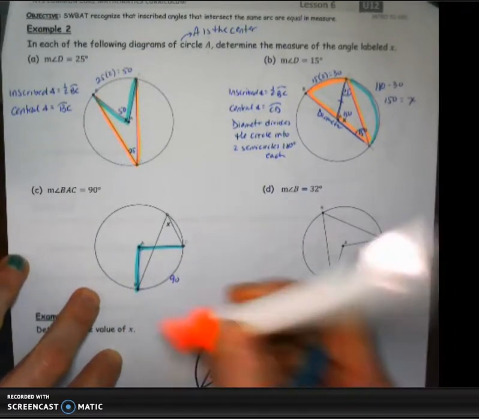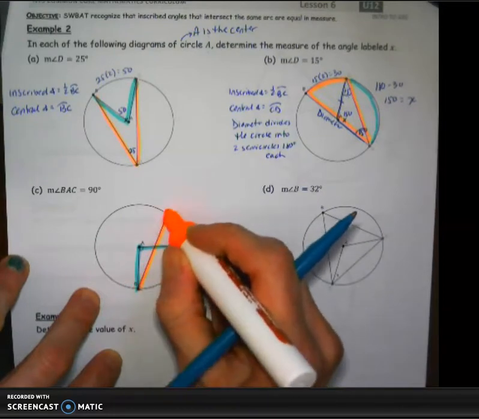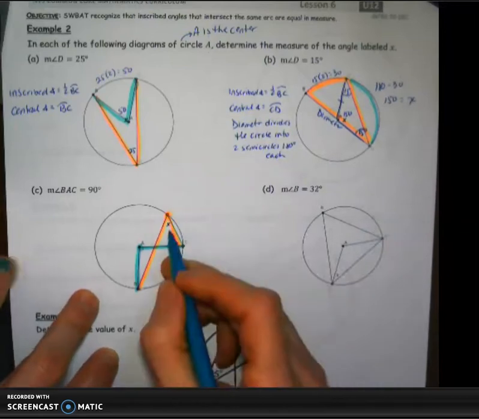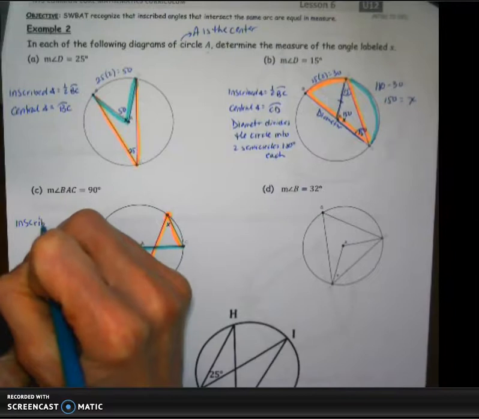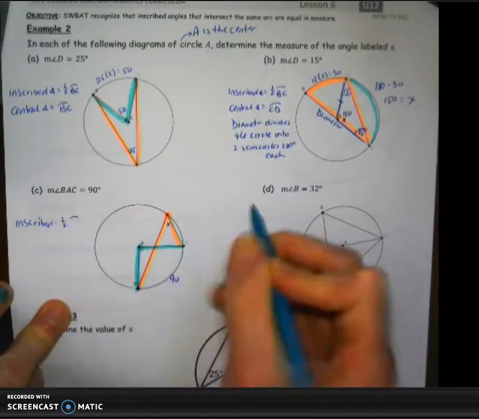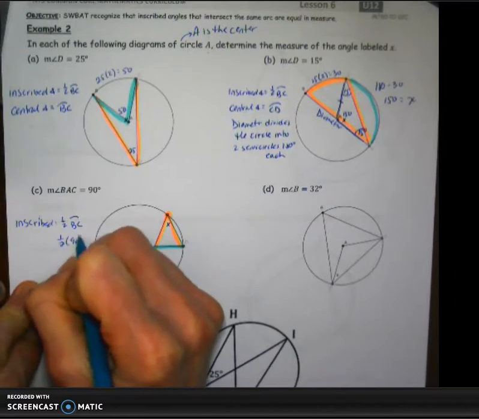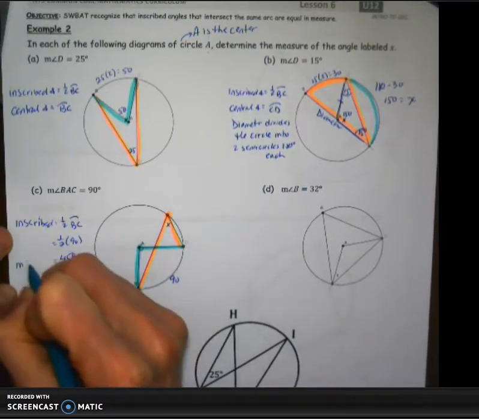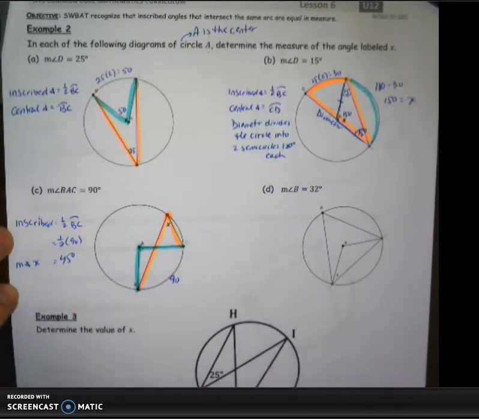Now they're asking me to find the measure of angle X, which is angle BDC, which is an angle formed by chords and whose vertex is on the circle. So the inscribed angle is going to be half of the intercepted arc, which is arc BC. So it's going to be half of 90, which is going to be 45 degrees. So the measure of angle X is 45 degrees.